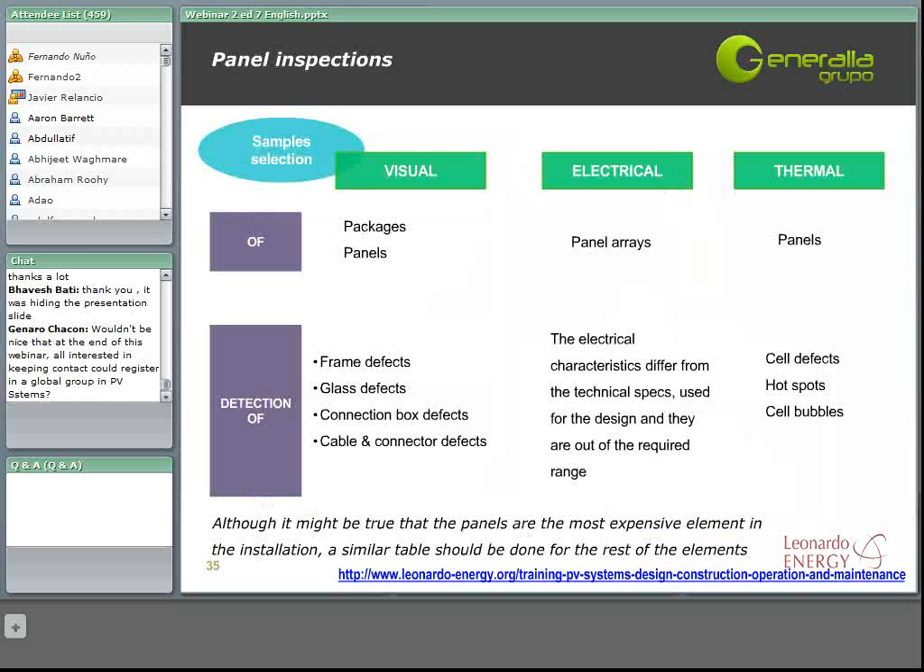First of all, we should choose some samples from all the modules that we receive. It would be impossible to check all of the modules in our solar plant if it is already a big plant. But once we have done this selection, we should do a visual, an electrical, and a thermal supervision. For example, during the visual supervision, we can detect frame defects, glass defects, connection box defects, and cable and connector defects. We should do this kind of inspection also with the rest of the elements in our PV facility.